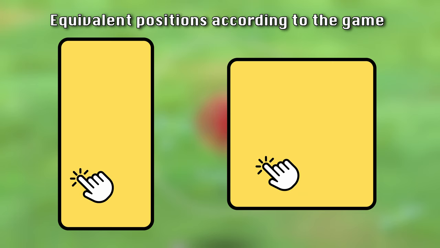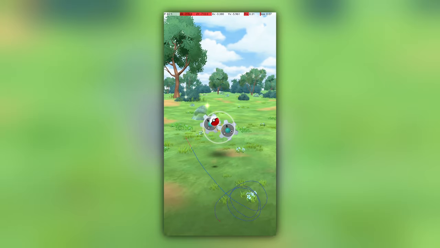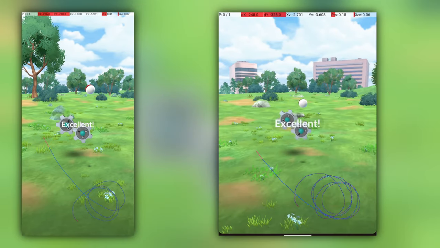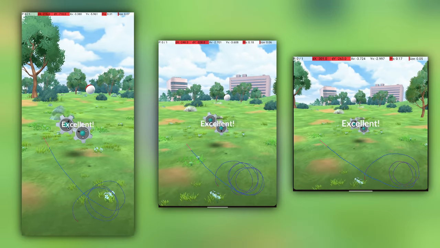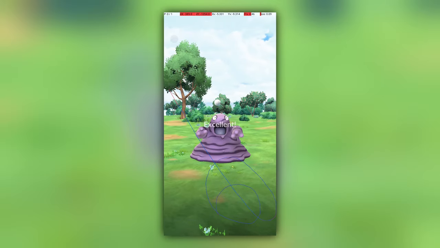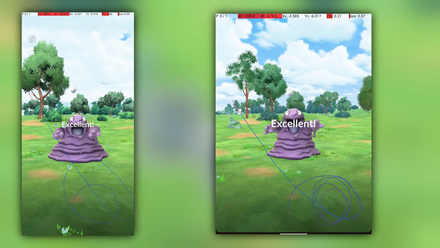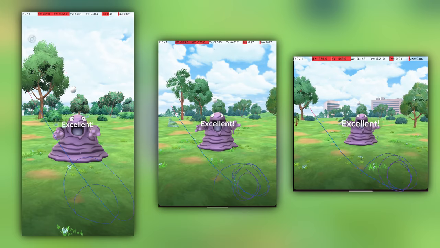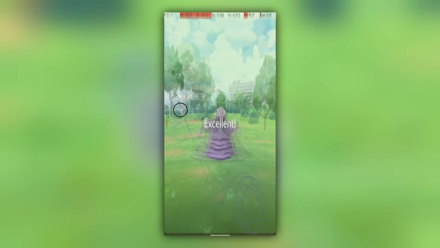This theory, if true, would mean that any throw that is possible in a square aspect ratio is also possible on my normal aspect ratio, and vice versa. Let's see some more scenarios. For Clink, the throws on each aspect ratio initially look quite different, but after normalization, they look very similar. For Grimer, we see the same thing. For Machop, once again, the same thing.